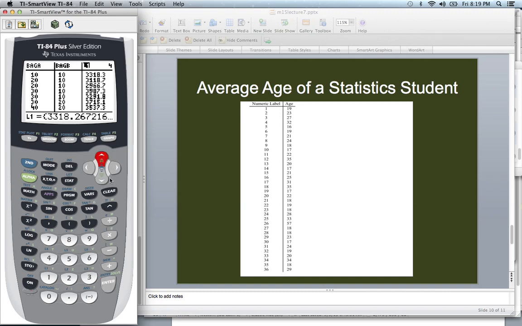If, though, I move my cursor all the way to the top, press clear, and then press enter, now the data is gone. And I can enter the new data.